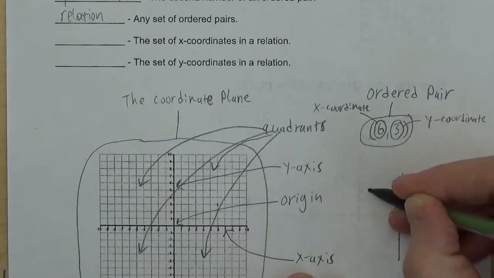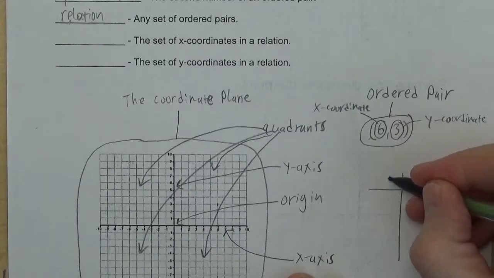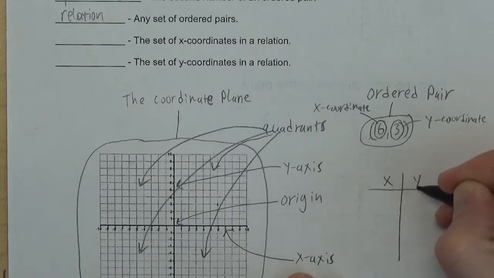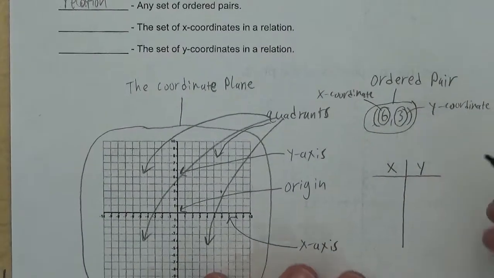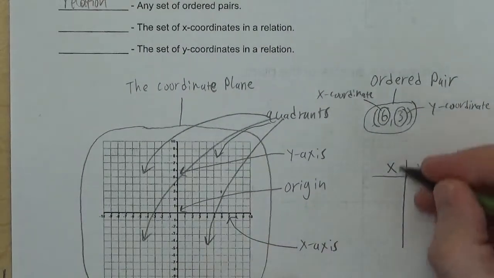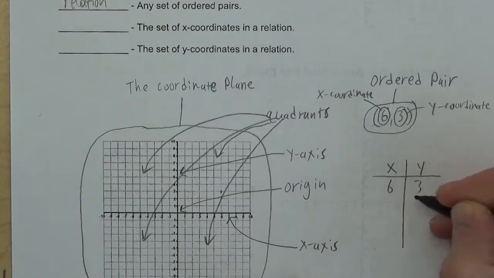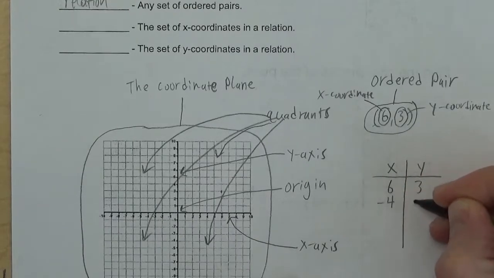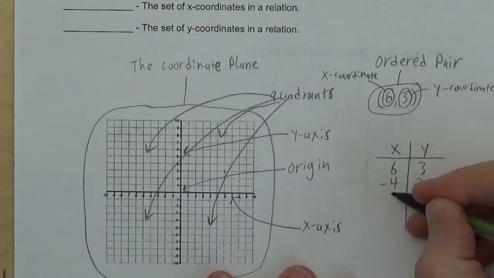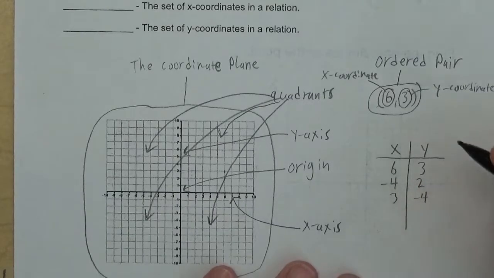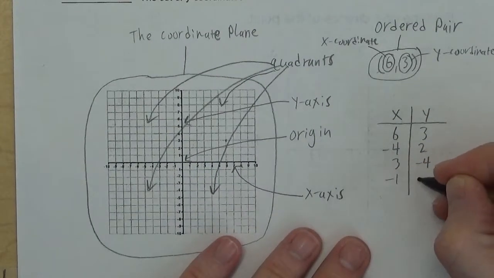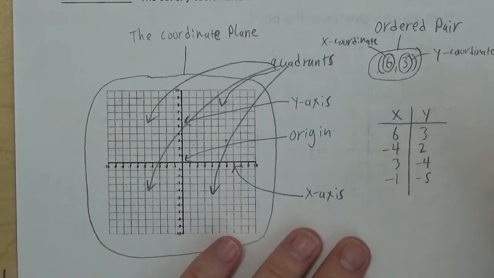So go ahead and draw a line down, a line over like this. We'll say these are all of our x coordinates over here and all of our y coordinates over here. And we'll just put some coordinates on here. Let's use our first one here of 6, 3. Let's say -4, 2, 3, -4, and -1, -5.